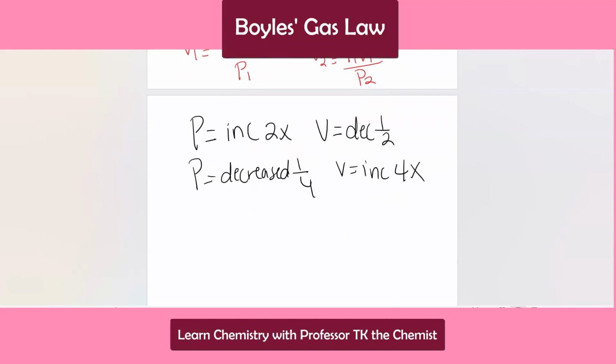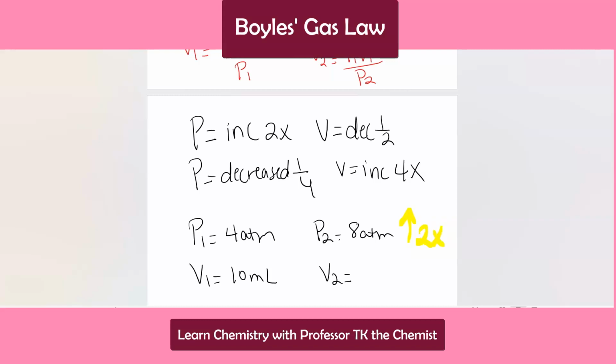answer. So for instance, if I give you P1 equals, let's say, 4 ATMs, and then the second pressure reading goes up to, let's say, 8 ATMs, and you know that your first volume reading was 10 milliliters. You can easily say that your volume 2 will be a certain variable based on knowing that your pressure has done certain things. So in this case, I know that my pressure did increase by doubling. So guess what my volume is going to do? My volume is going to drop by 1/2.